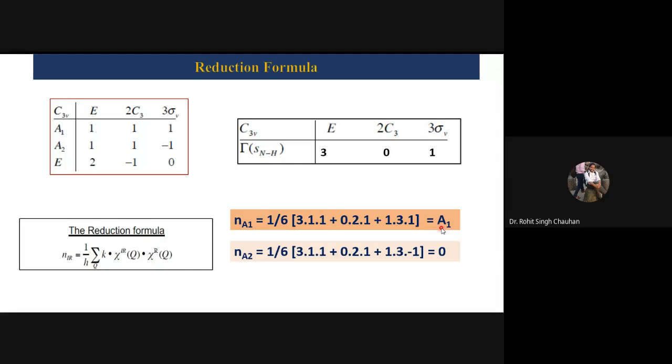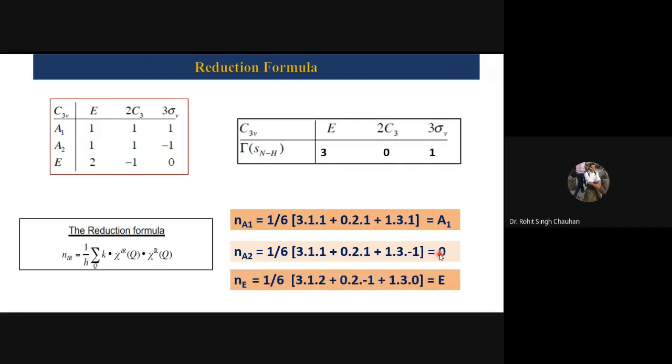Now we will apply the same thing on A2. In that case, again the same procedure we need to follow. 1 multiplied by 1 multiplied by 3 plus 2 multiplied by 1 multiplied by 0 plus 3 multiplied by minus 1 multiplied by 1. So overall the contribution will be 0.